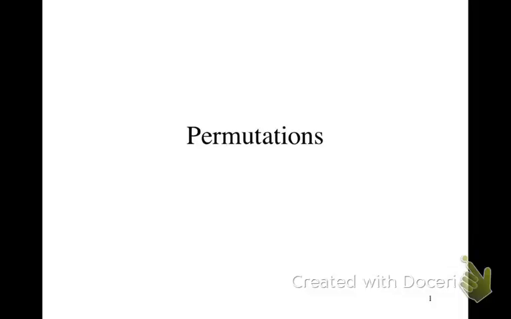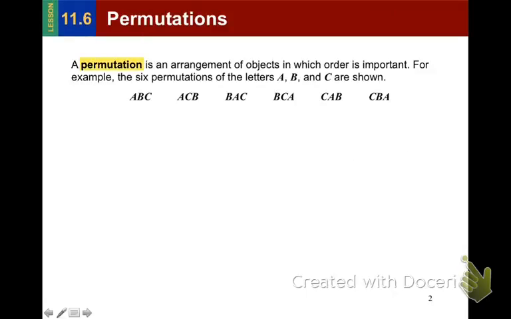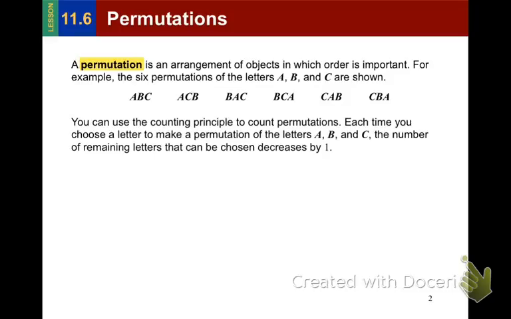Okay, today we're going to be looking at a type of counting principle called permutations. A permutation is an arrangement of objects in which order is important. This is the key part of the definition: when you're counting things, the order is important. For example, the 6 permutations of the letters A, B, and C are shown. It's the different orders in which those letters can be, and there are 6 of them.